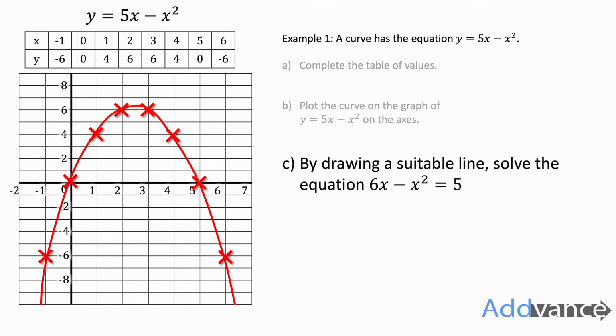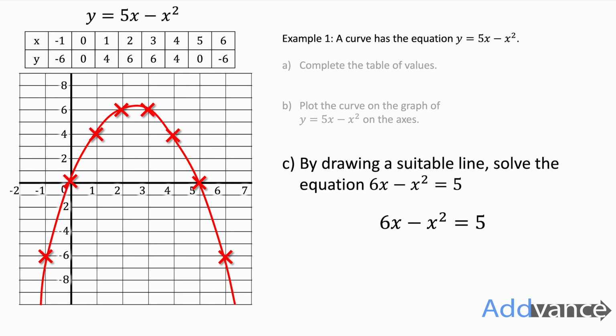Part C, it says by drawing a suitable straight line, solve the equation 6x minus x squared equals 5. And here I'm seeing that my new equation 6x minus x squared equals 5 looks a bit like the previous equation y equals 5x minus x squared. And I think you can make them look the same. So I copy the new equation down and I look at the old equation, and I look at how I can make these look similar.